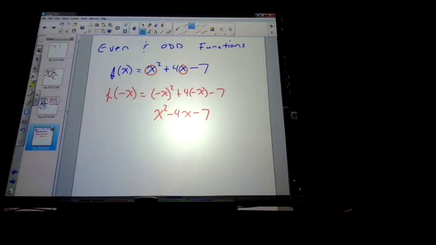Okay, and you're like, well, big deal, what just happened? If I had plugged in negative x and done the arithmetic, and the exact same equation came out, that's defined as an even function. I'll say that one more time. If I had taken negative x and plugged it in to all my x values, and I come back with the exact same equation, that means it's an even function.